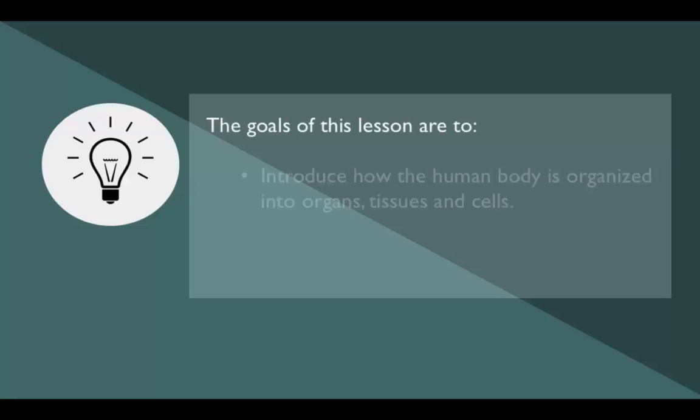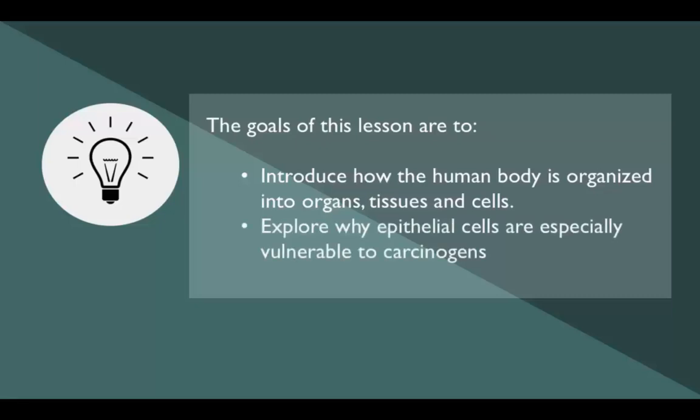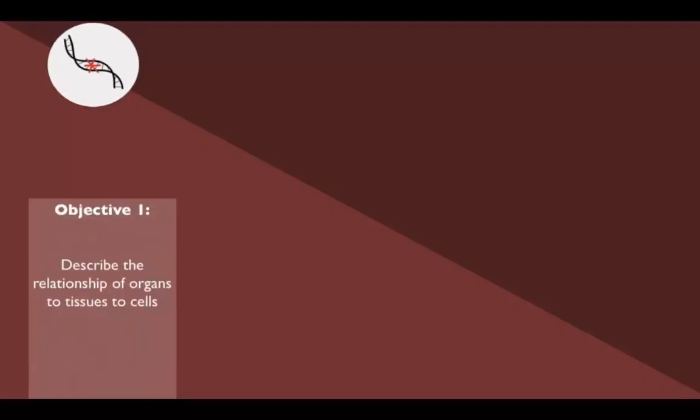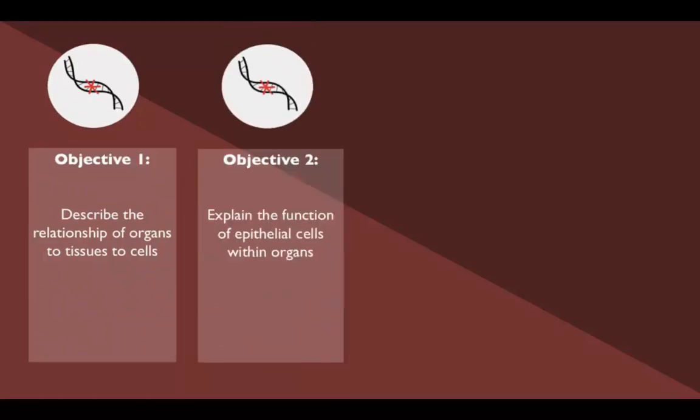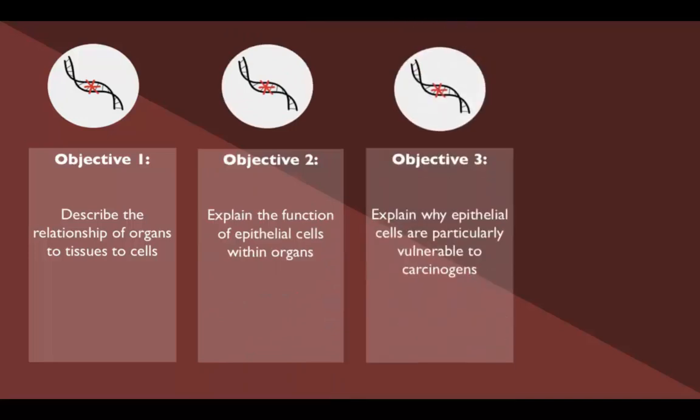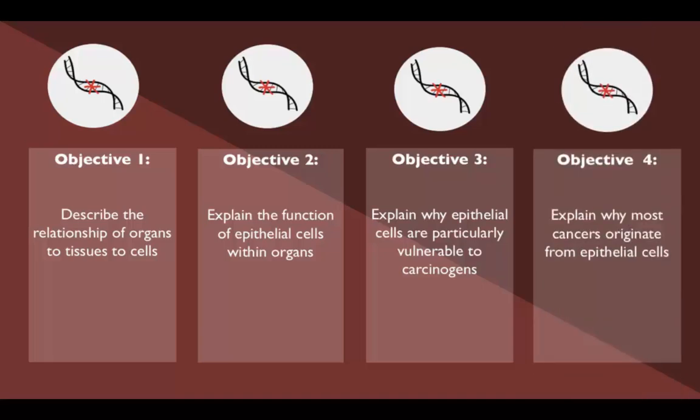The goals of this lesson are to introduce how the human body is organized into organs, tissues, and cells, and explore why epithelial cells are especially vulnerable to carcinogens. At the end of the lesson, the students should be able to describe the relationship of organs to tissues to cells, explain the function of epithelial cells within organs, explain why epithelial cells are particularly vulnerable to carcinogens, and explain why most cancers originate from epithelial cells.